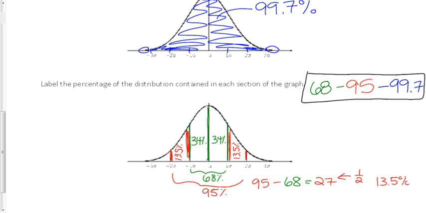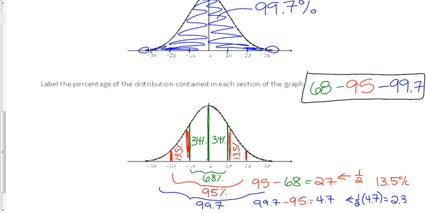Then I moved down to my last number, which was 99.7%. So right here, through 3 standard deviations, I had 99.7%. But I've got to get rid of the 95% that I already had in there. So that leaves me with 4.7% between the 2 strips. And then I'm going to take half of the 4.7, which gives me 2.35%. And each of these little bits right here is 2.35%.